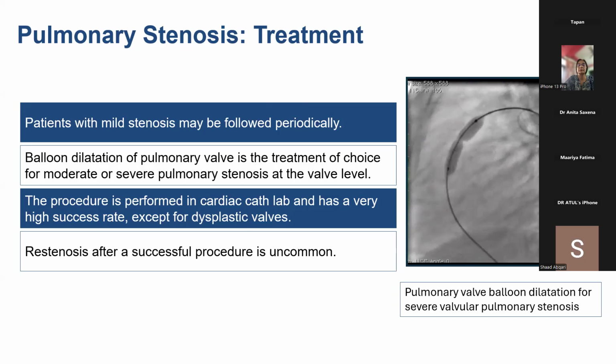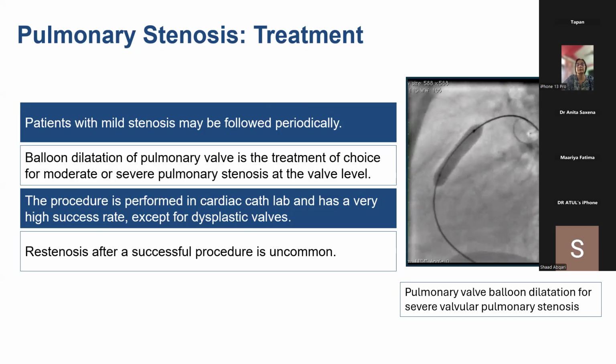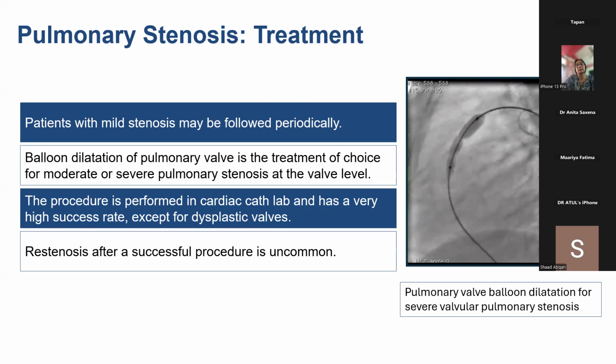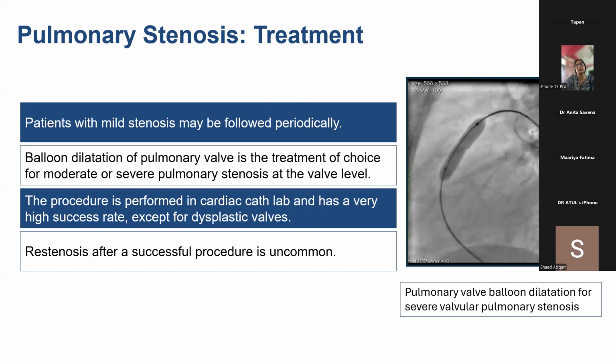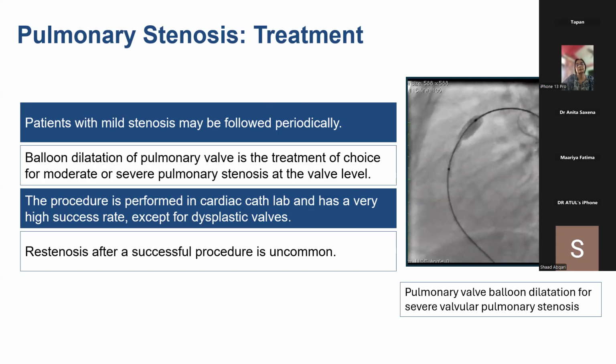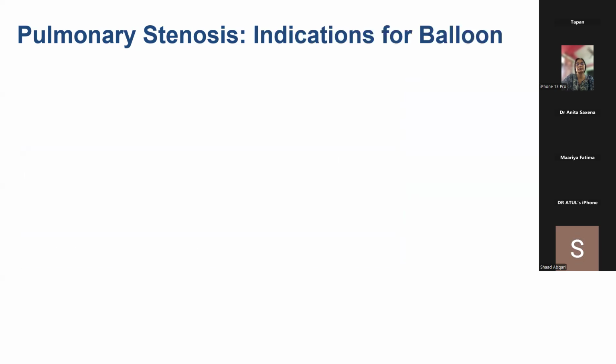But restenosis is extremely rare. The only exception is dysplastic valve. If the valve is dysplastic, as may happen in Noonan syndrome, then the results of balloon dilatation are not great. You may have to go for repeat balloon, or sometimes even for surgery.